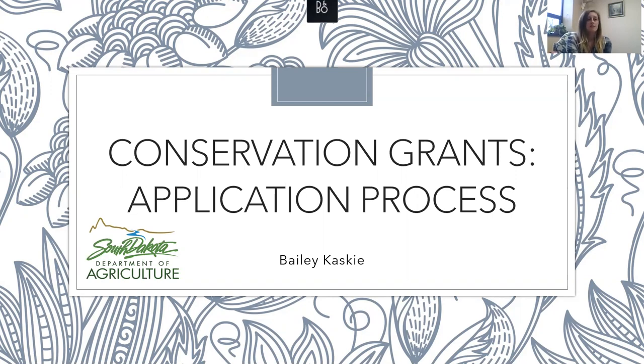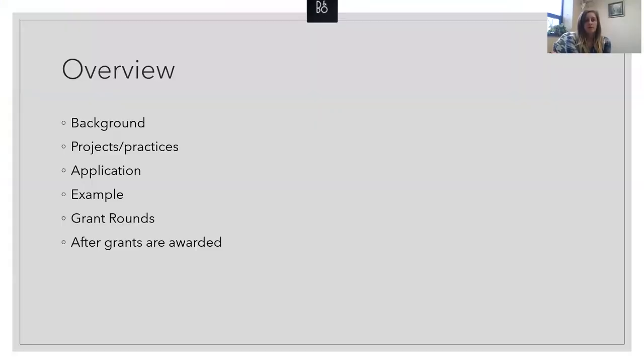So let's get started here. I'm going to give an overview first. So I'll be talking briefly about the background of the program and then go into what projects qualify and the common projects and practices that we see applications for. After that, I'll talk about the actual application and go through applying and the budget, the narrative, and we'll go through an example as well. And then to finish up, I will go over what to expect during the grant rounds and then what to do after you've been awarded a grant.